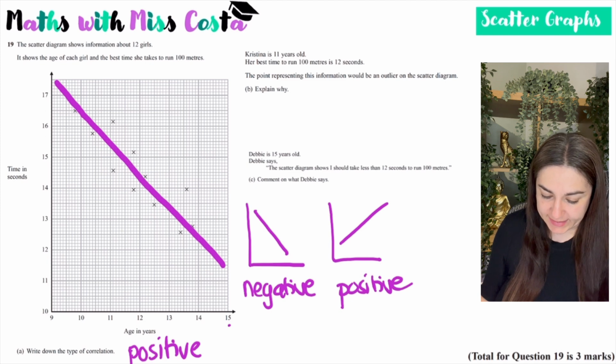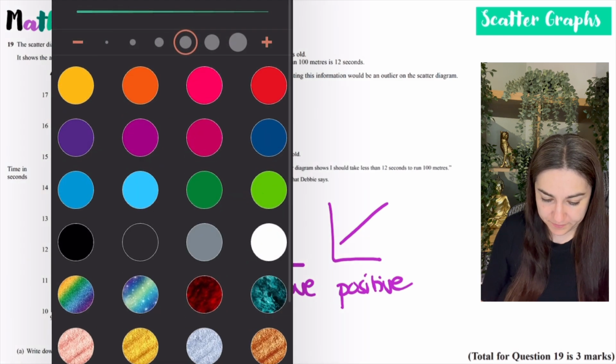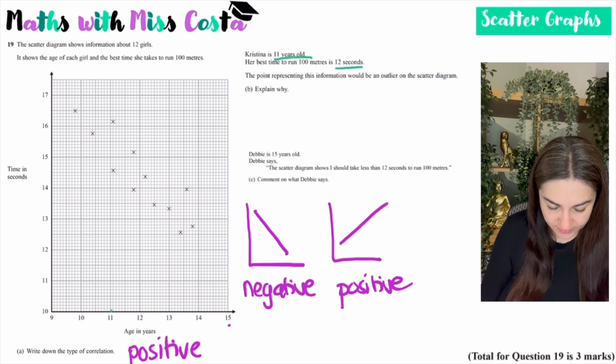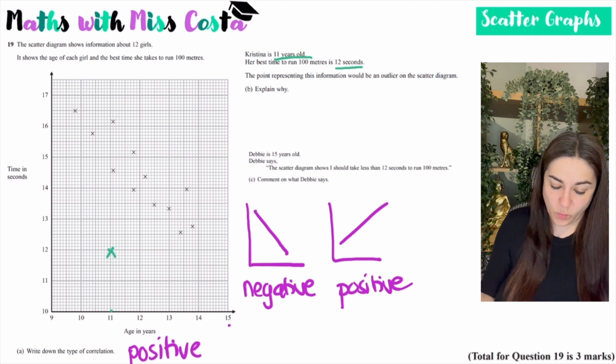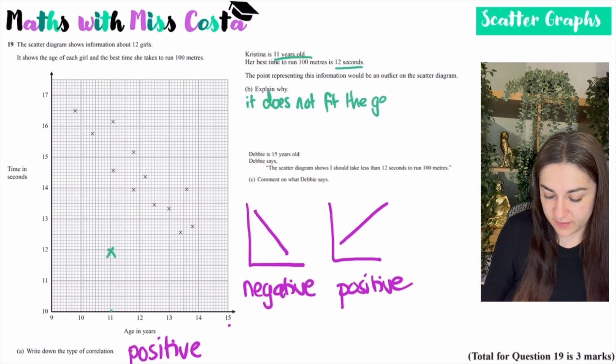Then I'm told Christina is 11 years old. Her best time to run 100 meters is 12 seconds. The point representing this information would be an outlier on the scatter diagram. Explain why. So let's plot that information. Her best time is 12 seconds and she's 11 years old, so at age 11, it would take her 12 seconds. Why is it an outlier? Because it does not fit the general trend of data.